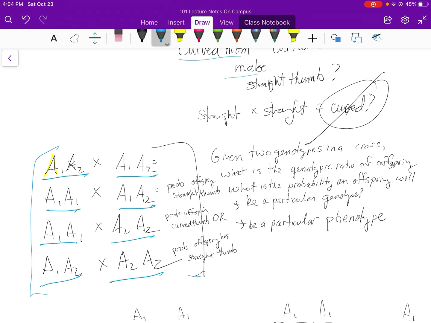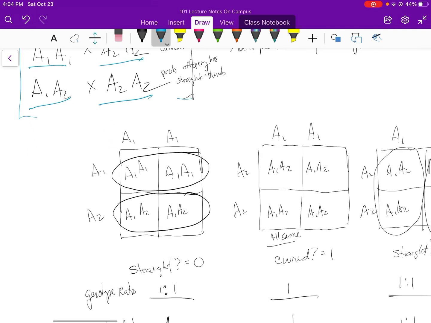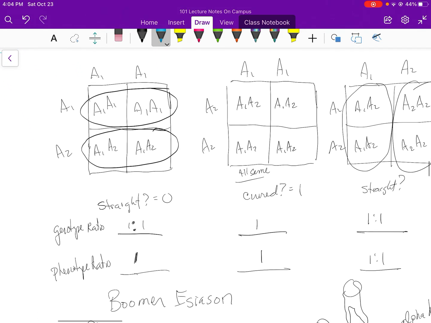Basically, this can tell you the answer to these kinds of questions, right? Given the two genotypes, what is the genotypic ratio of offspring? What is the probability an offspring will be a particular genotype, like male or female, for example, or will it be curved thumb or straight thumb? And in particular, you're interested in how it applies to genetic disorders and diseases as they might get handed down.